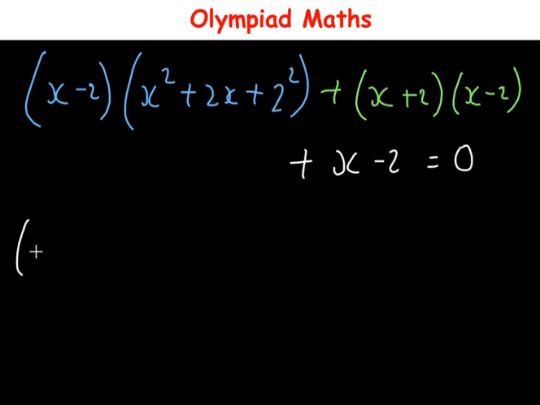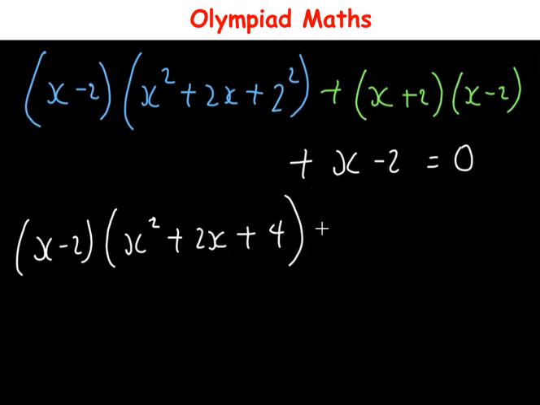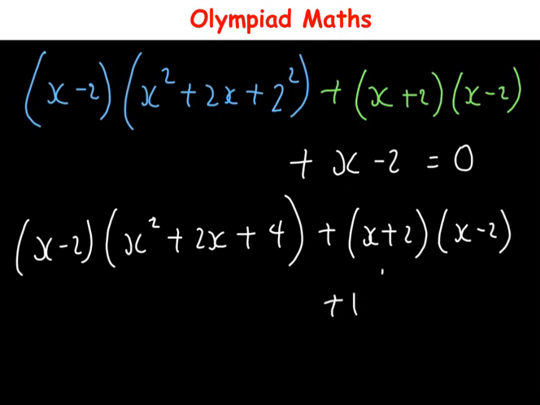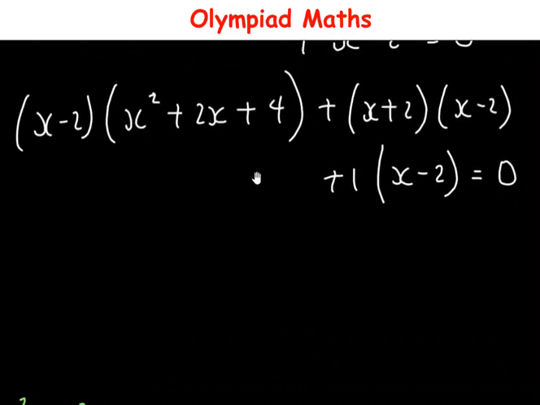So from here, we have in brackets x minus 2 multiplied by x squared plus 2x plus 2 squared, which is 4. Then we have plus in brackets x plus 2 multiplied by x minus 2. We can factorize out 1 from here. We have plus 1 in brackets x minus 2. All of this equals 0. So at this junction, we have a common factor x minus 2, x minus 2, and x minus 2. So therefore, factorize out x minus 2.